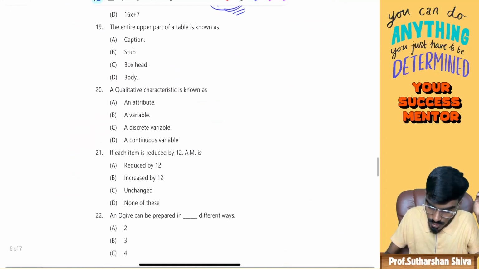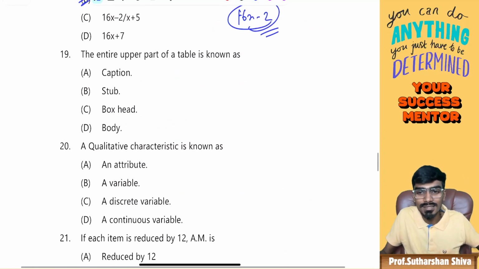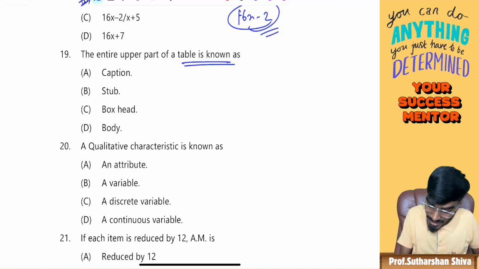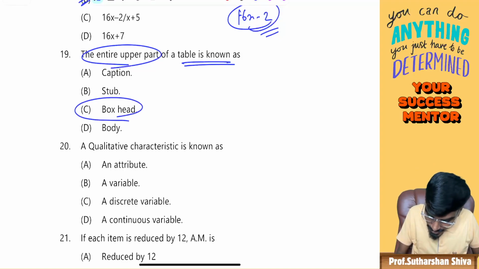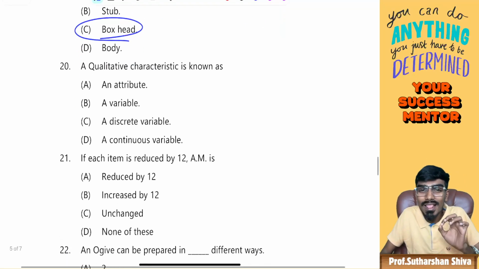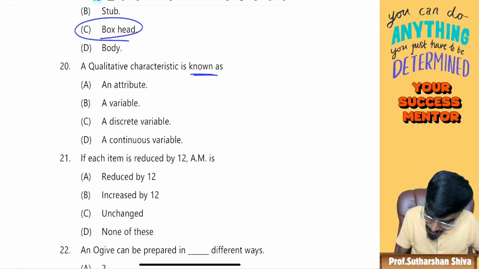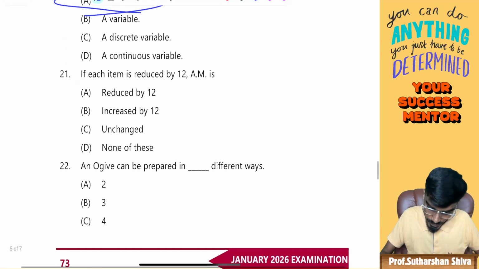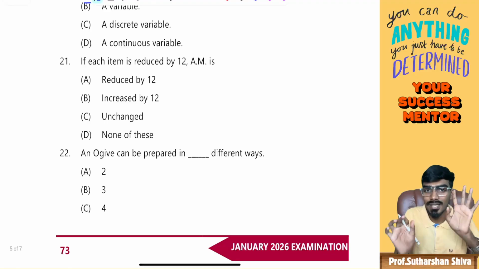Now come to question number 19, guys. 19 is from statistics. We'll complete the entire upper part of the table, guys. It is nothing but box set. What is the qualitative characteristic of an item known as? Attribute. Quantitative is variable. Variable differentiation is discrete and continuous.